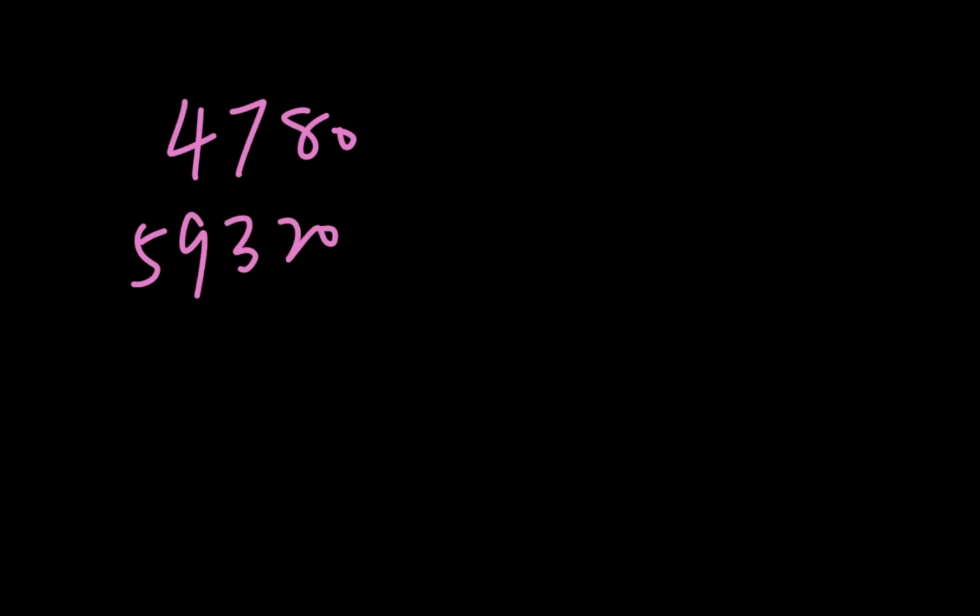Now I'm going to give you some numbers for you to try. Let's say the first one we have 4,780. The second one we have 59,320. And the last one, let's just say, 7580232000. This really long number. Can you convert these to their scientific notation forms? Pause the video and try it on your own. Let's work through these together.